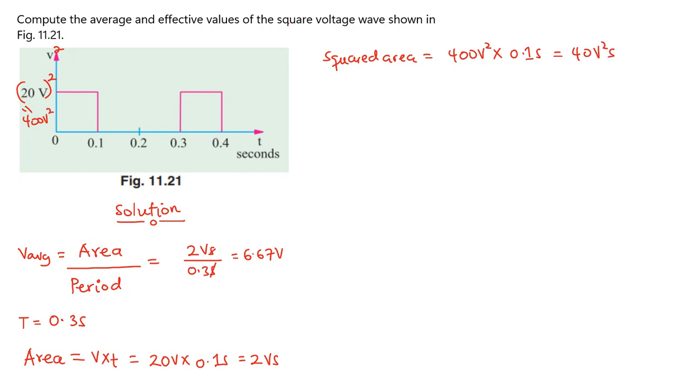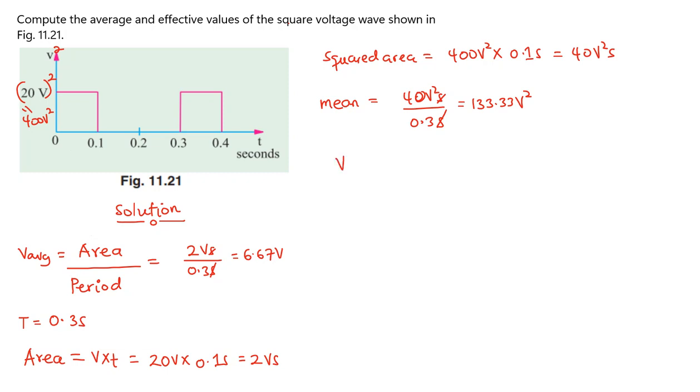Now you have to find the mean of this. The mean will be equal to the squared area over the period. So we're going to have 40 volts squared seconds over the period, which is 0.3 seconds. The seconds will cancel out, so we're going to have 40 divided by 0.3. That gives us a value of 133.33 volts squared.